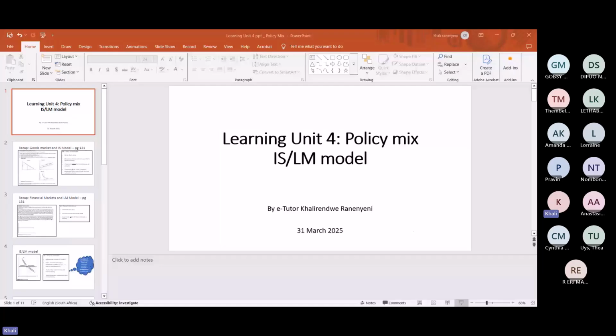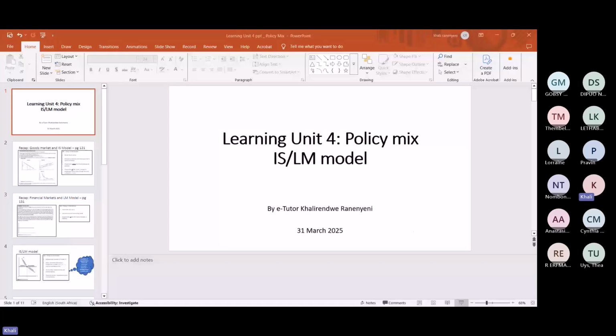So this week we deal with learning unit 4. We dealt with half of learning unit 4 last week, where we introduced the ISLM model. Today we go for an extension of that. So we're still in learning unit 4, but today's main focus is on policy mix. This is how monetary and fiscal policy interact on the ISLM model.